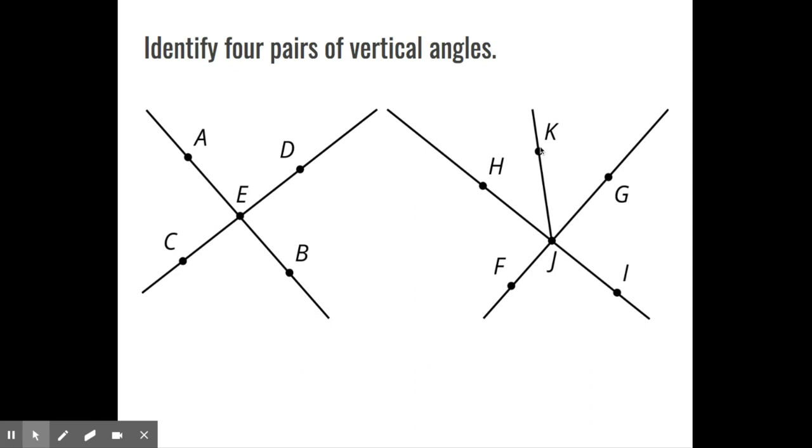Now, HJK plus KJG will be equivalent to FJI. Okay, so the combination of these two is equivalent to this because this whole angle here is vertical to this whole angle at the bottom.